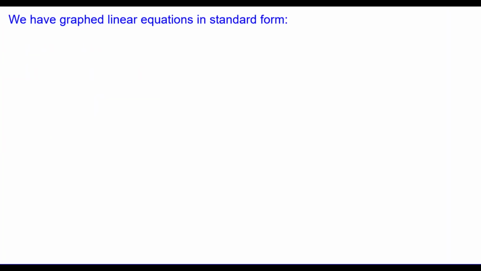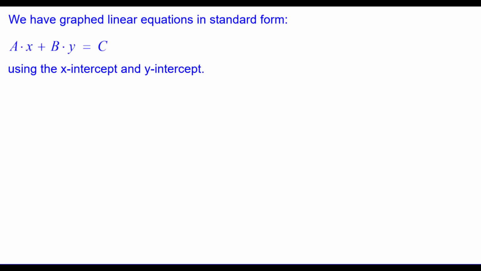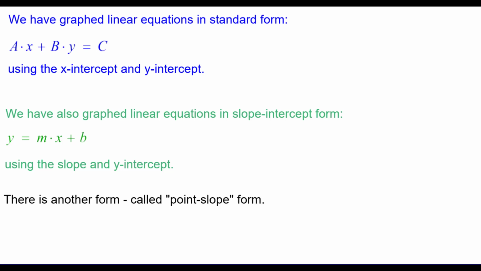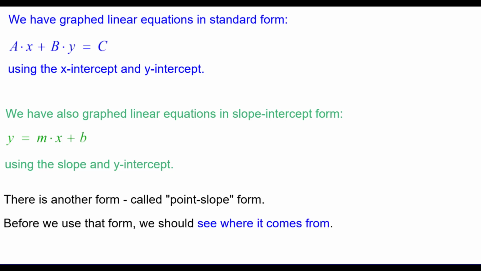So far we have graphed linear equations in standard form, A times x plus b times y equals c, using x-intercepts and y-intercepts. We have also graphed linear equations in slope-intercept form, equations of the form y equals mx plus b, using slope and y-intercept. There is another form called point-slope form. Before we use that form, we should see where it comes from.